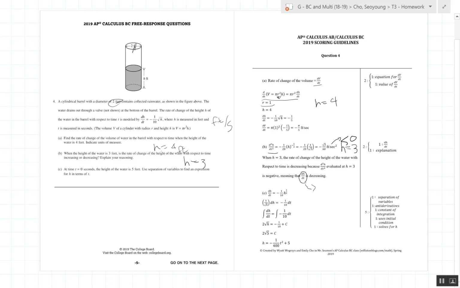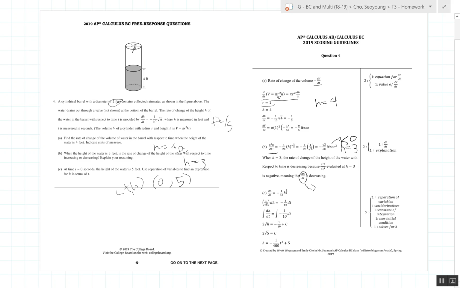For C, we're given that when t equals 0, the height of the water is 5 feet. We have to use separation of variables to find an expression for h in terms of t. Since dh/dt is negative 1/10 times square root of h, we can separate it by dividing by square root of h. So we get 1 over square root of h dh equals negative 1/10 dt, and we can take the antiderivative on both sides.